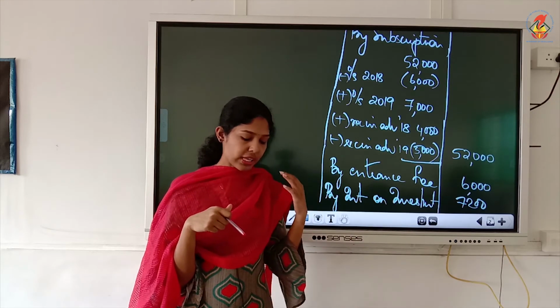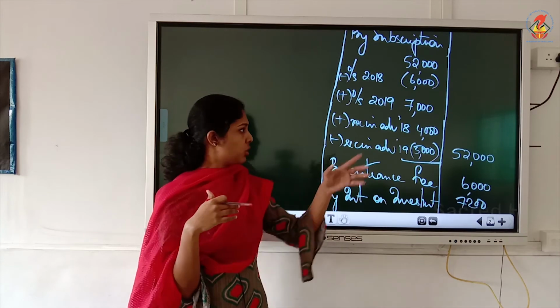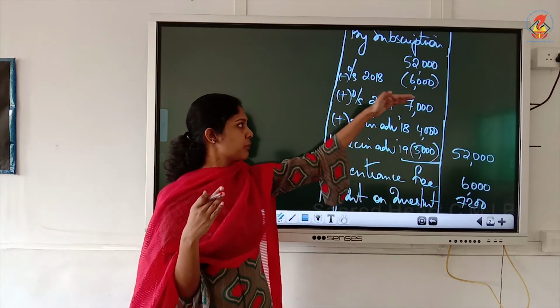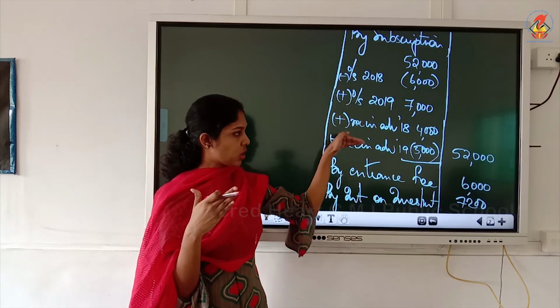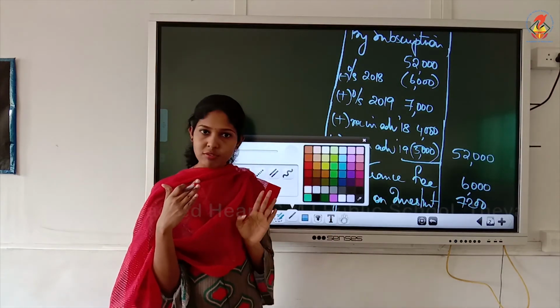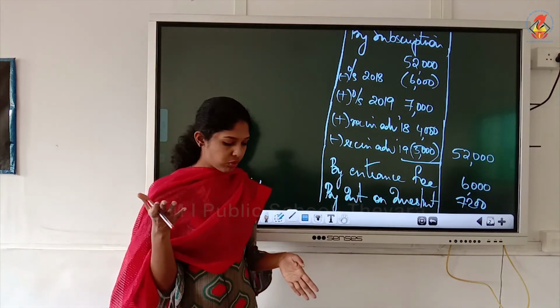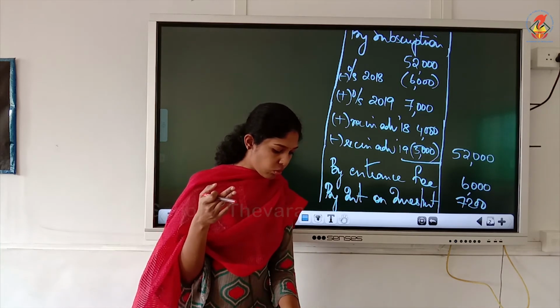See, in your solution in the textbook, they have prepared subscription account to get this 52,000. You don't have to do like this. That's confusing. You do like this. Okay, the adjustments you show in the inner column. And 52,000, they also have got 52,000, but they prepared account and all. You don't have to do like that. Okay, now your receipt side is over.